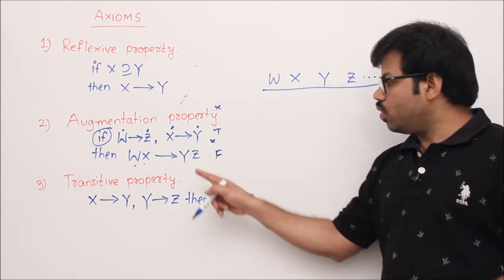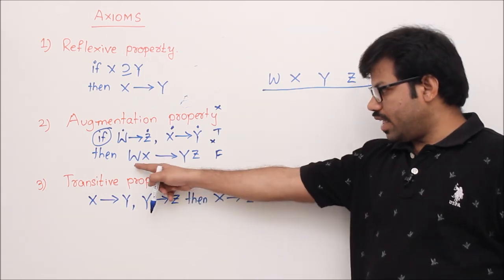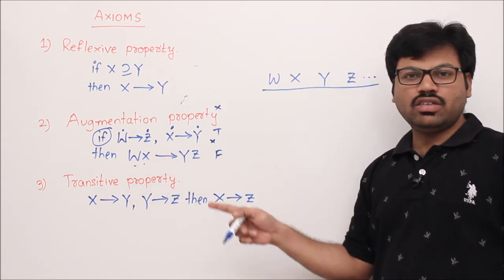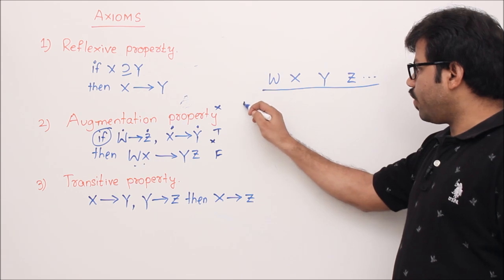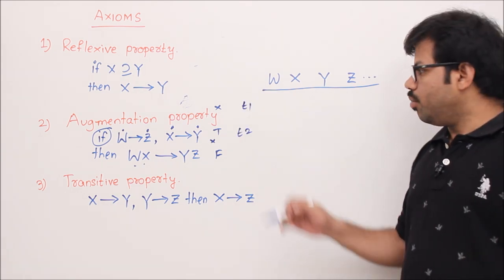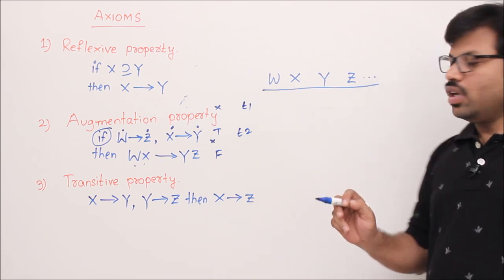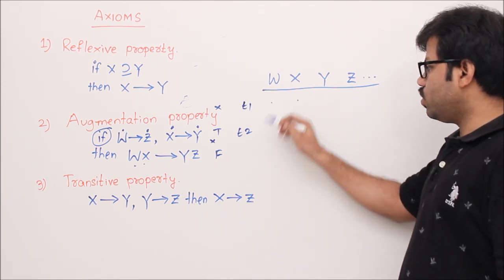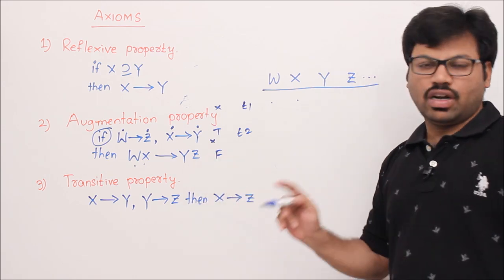How to violate this rule? Already I told you. If you really want to say that WX determines YZ is false, there should definitely be at least two tuples. There can be infinite tuples, but at least two tuples where the WX values agree, but the YZ values do not agree.